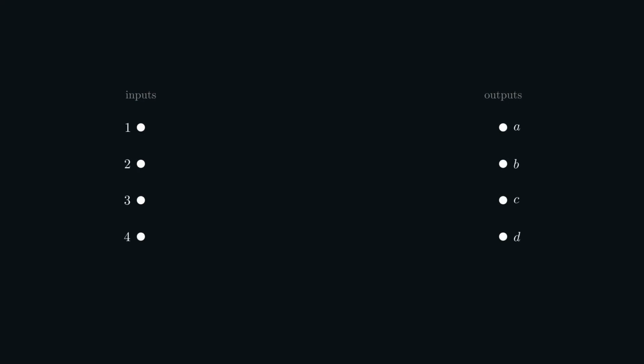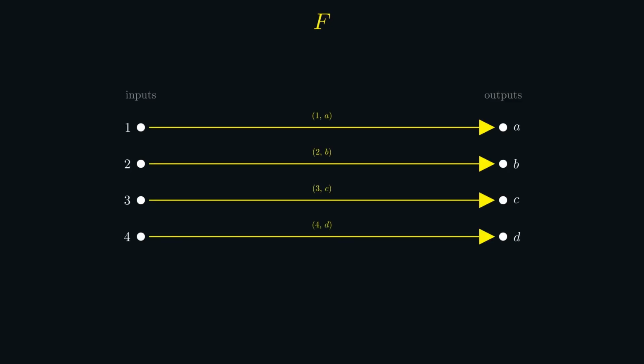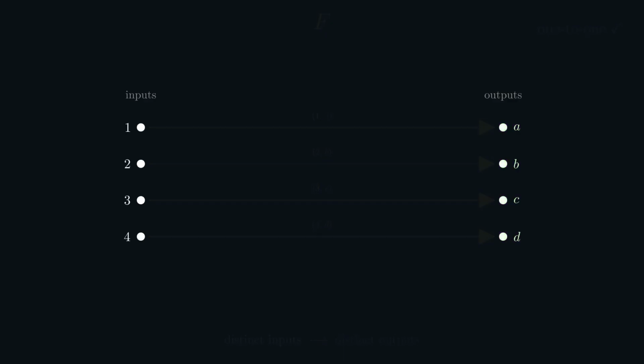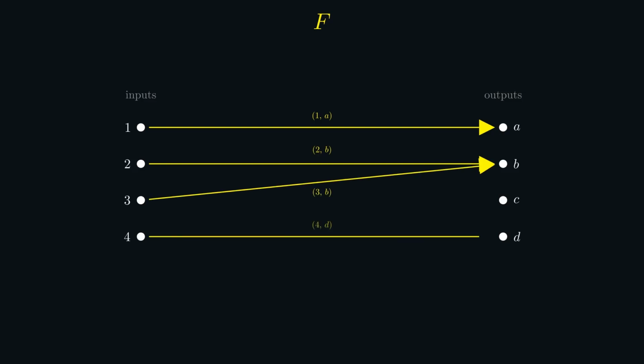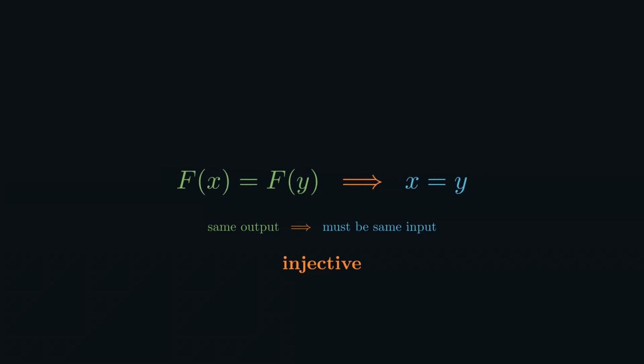I need a particular type of function that will matter enormously in analysis. A function f is called one-to-one on S if it sends distinct inputs to distinct outputs. Formally, whenever f of x equals f of y, I can conclude x equals y. Different inputs always produce different outputs. Another name for this property is injective. One-to-one functions matter because they have inverses.